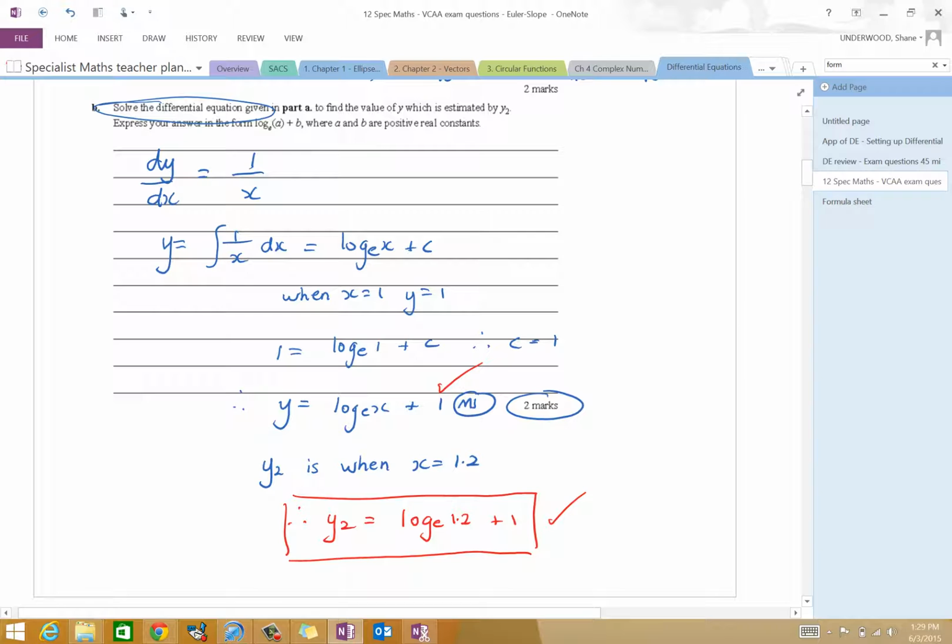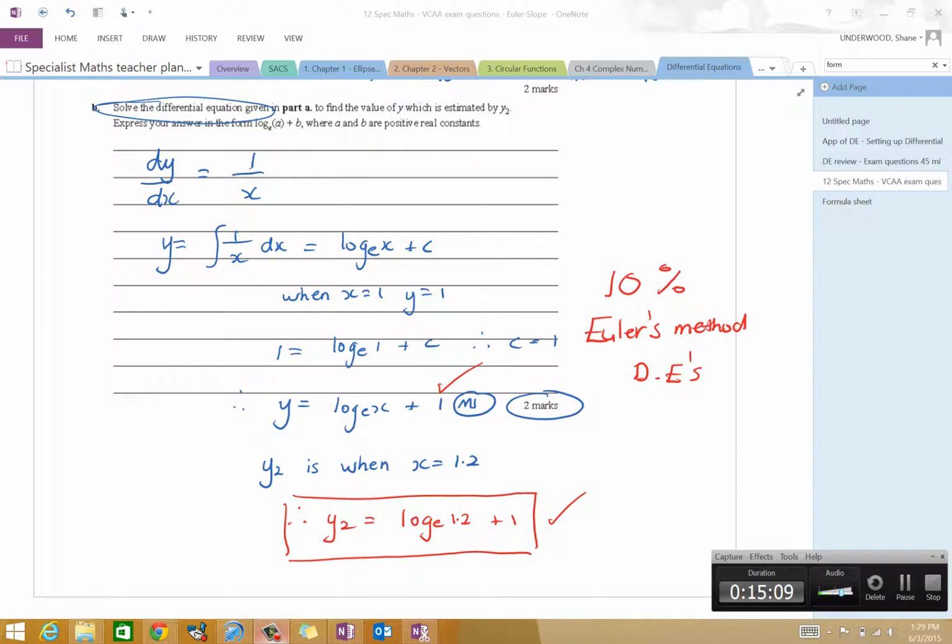Now, by the way, that was worth 4 marks out of the 2007 exam 1. How many percent is that? 10% was on Euler's method, which does relate to differential equations. 4 marks out of 40, exam 1. It's okay. No calculator. Now I'm going to pause that there.